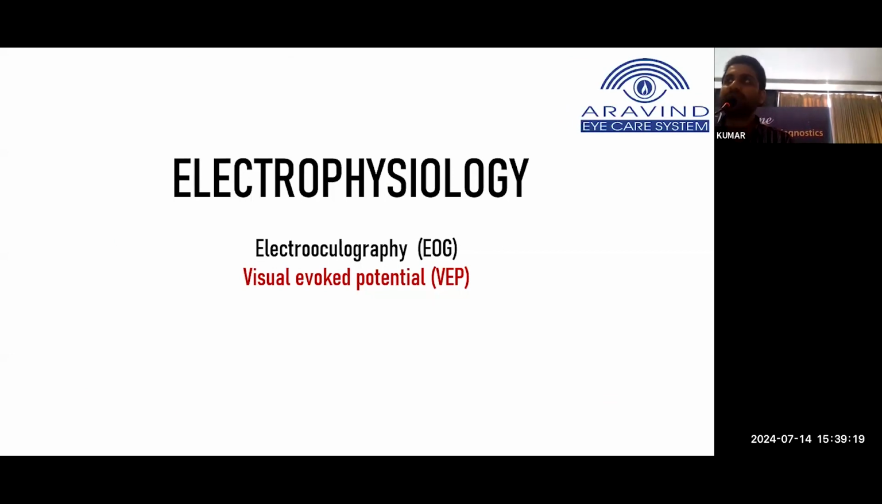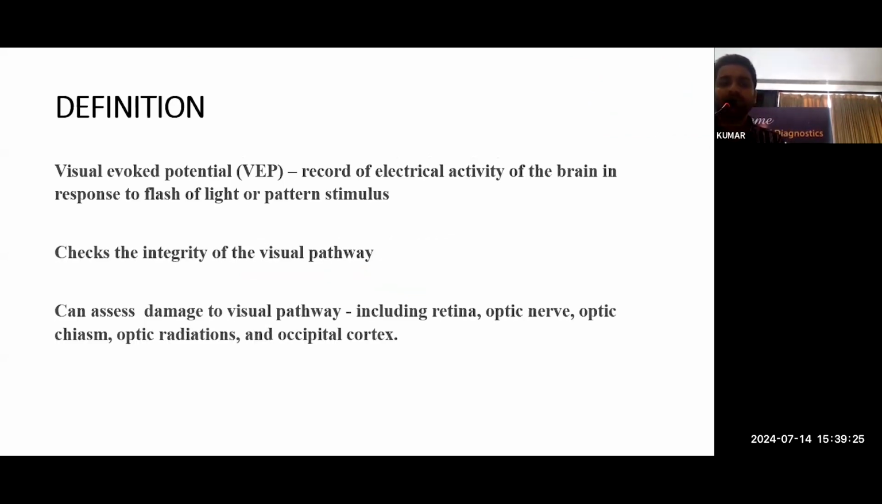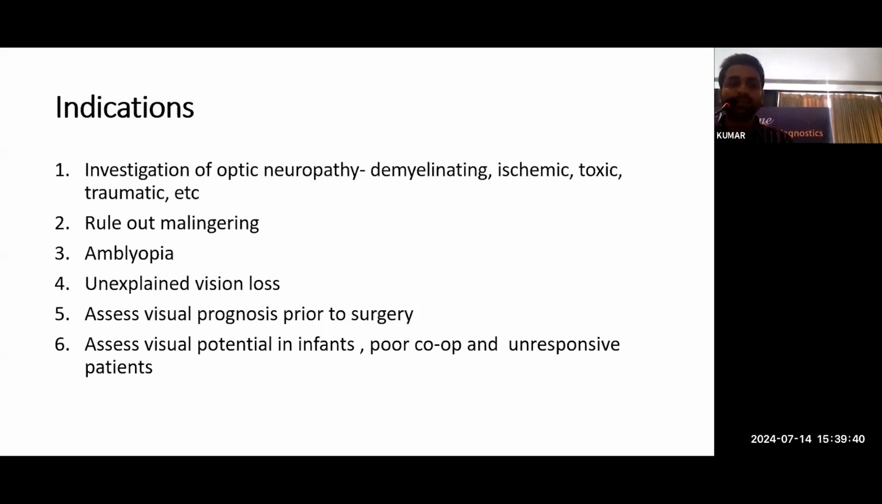So the next electrophysiological test which I will be talking about is visually evoked potential. So VEP is nothing but a record of electrical activity of the brain in response to a flash of light or a pattern stimulus. It mainly checks the integrity of the visual pathway and can diagnose pathologies related to the visual pathway from the optic nerve up to the visual cortex. So what are the common indications why you perform a VEP? It is mainly for disorders of the optic nerve, mainly demyelinating optic nerve diseases, ischemic, toxic, and traumatic optic neuropathies, to rule out malingering, amblyopic cases, unexplained vision loss, to assess visual prognosis prior to any surgery, and to assess the visual potential in infants, poor and unresponsive patients.